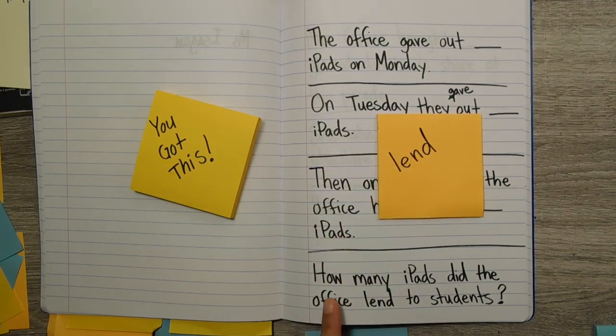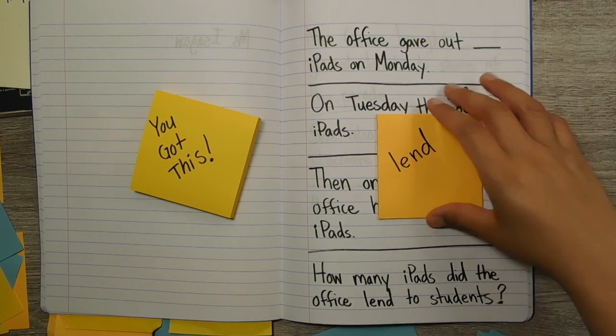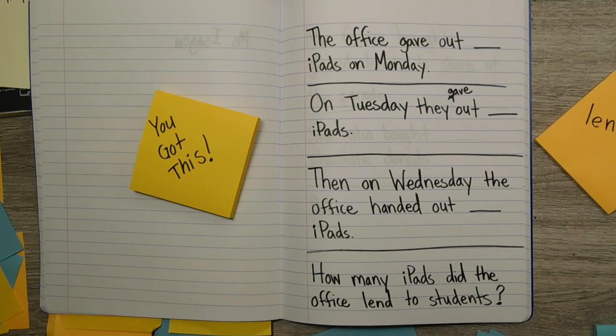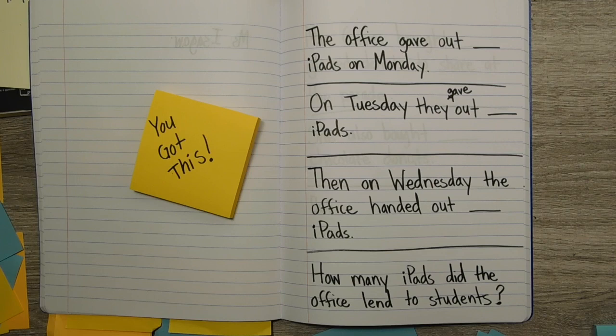Ready? So, how many iPads did the office let students borrow or lend to students? I'm already thinking some of you have an idea as to what to do with the problem. You already have a strategy in your head as to what you're going to do. If you're working with an adult close to you, or maybe a bigger brother or sister, try and turn and talk and tell them, what do you think the problem is asking you to do with the numbers? What do you think might be a good strategy that you could use to solve this problem?